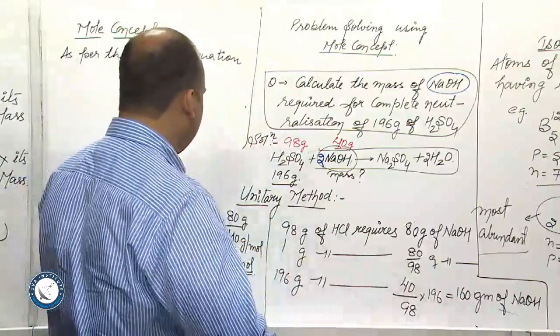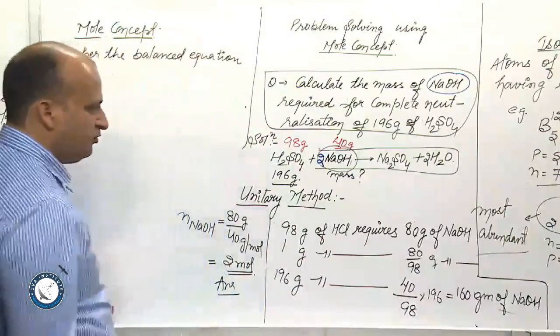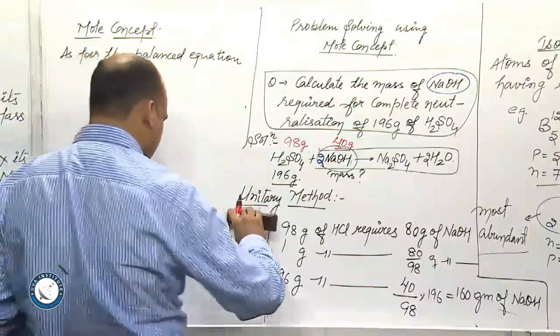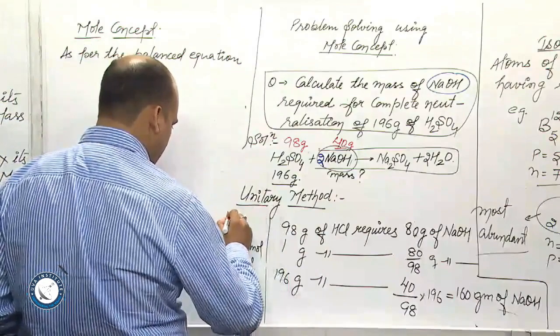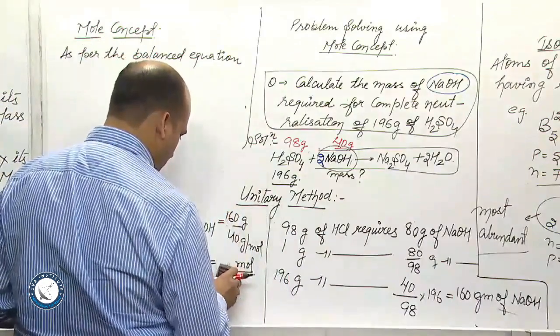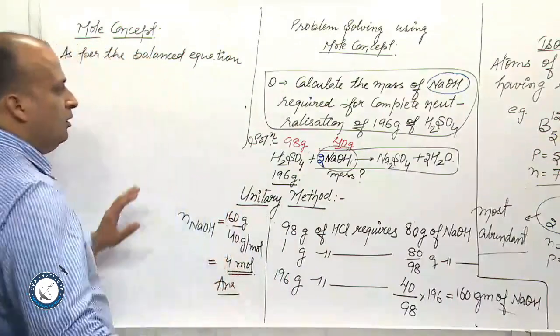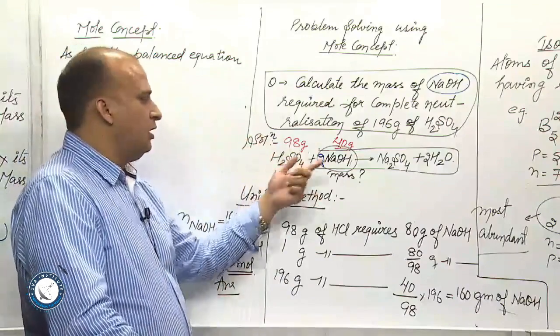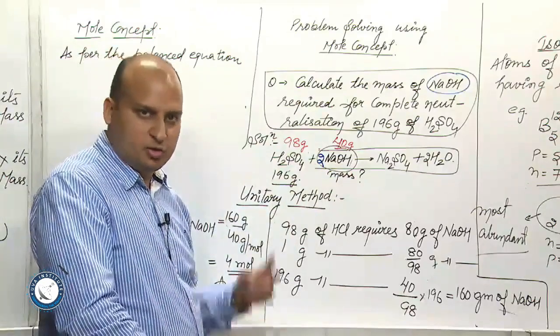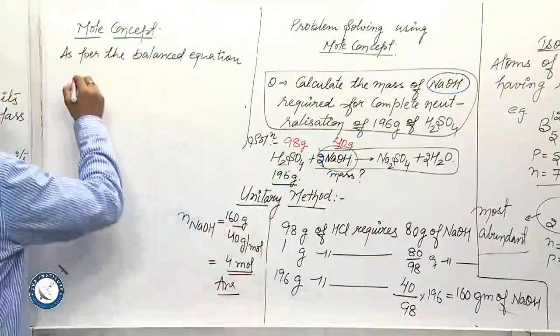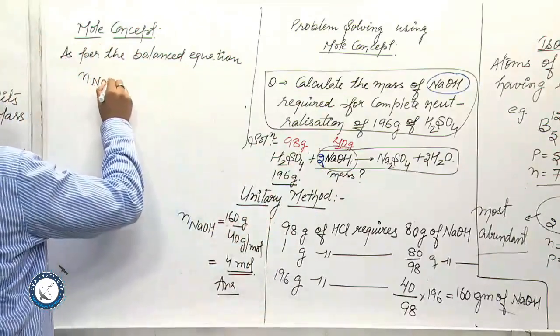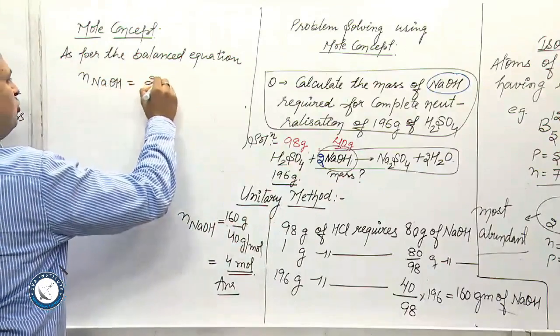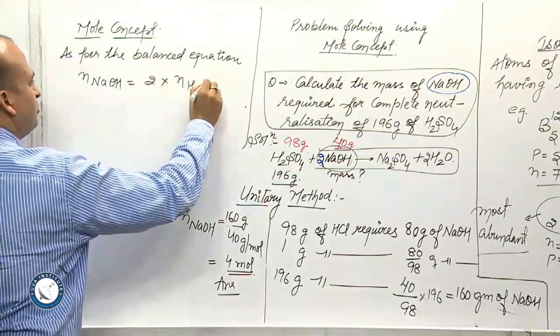Now see, listen to this very carefully, bache. Very, very carefully. How many moles of H2SO4 are over here? 1. How many moles of NaOH are over here? 2. So can I say the number of moles of NaOH is 2 times the number of moles of H2SO4.